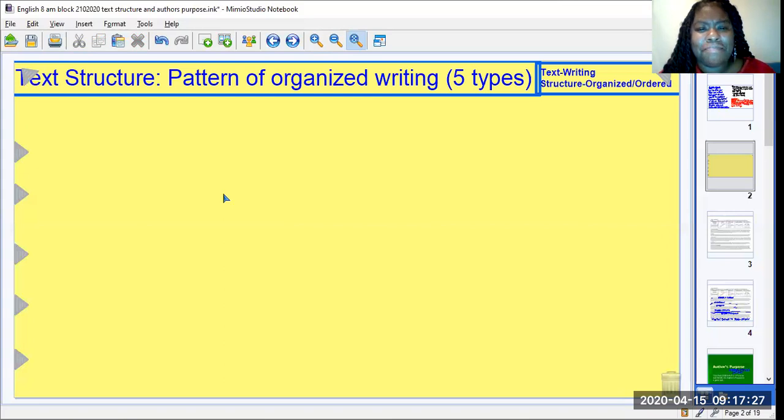Okay. One thing I always tell my students is that when you understand how words work, then you can apply them better and you can apply them to where it makes sense. So again, a text structure is simply just a pattern of organized writing. Now there are 5 types. 1, 2, 3, 4, 5. There are 5 types of text structure.